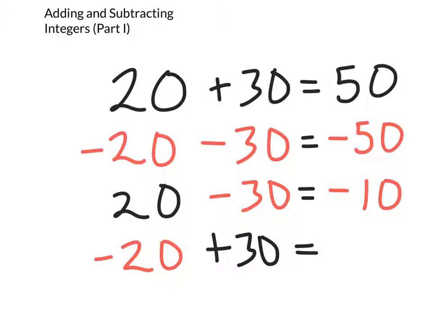The last scenario here, I have 20 negatives and 30 positives. In this scenario, I notice when they start canceling, they go to war, the 30 is going to win, and it's going to win by positive 10. And so my answer is going to be 10.